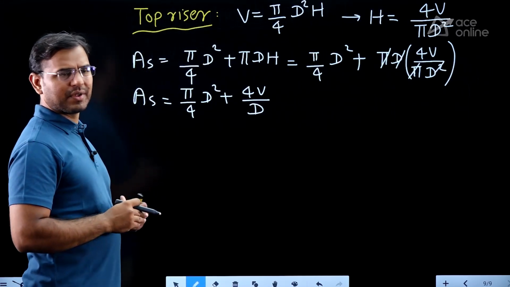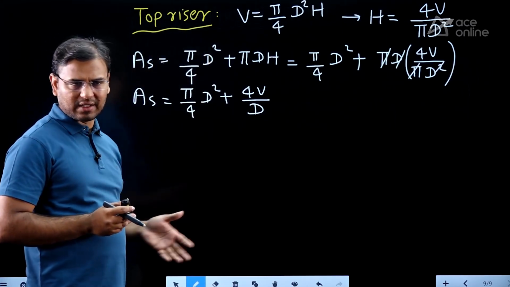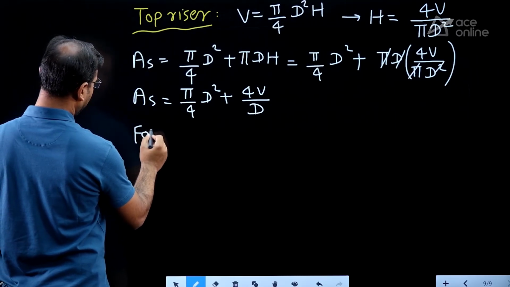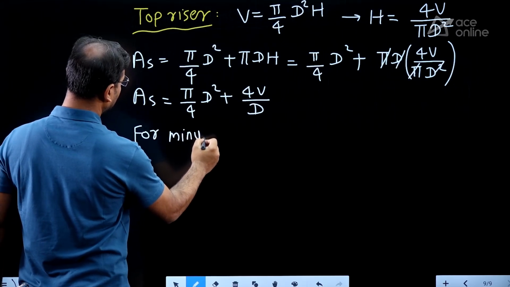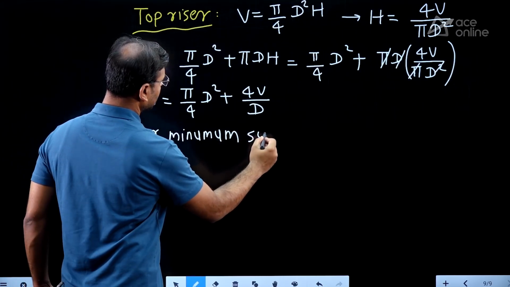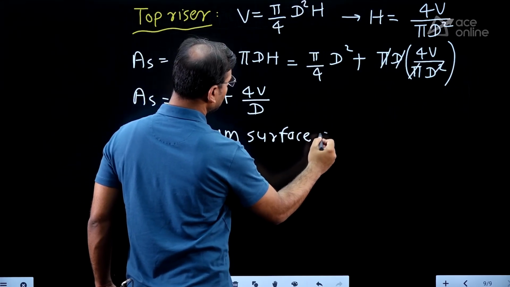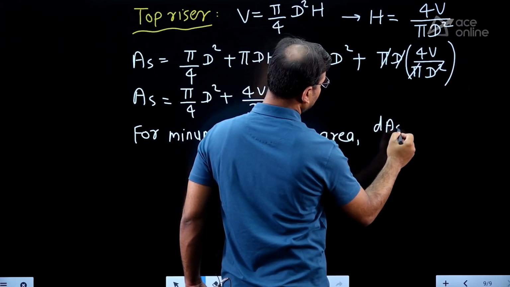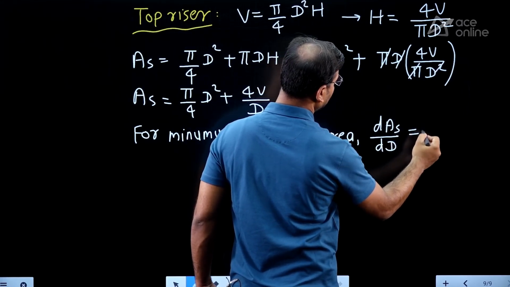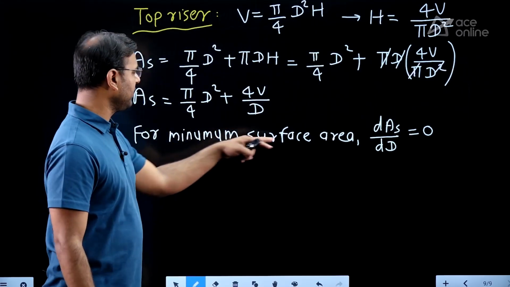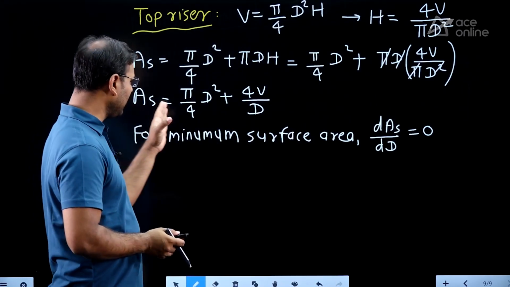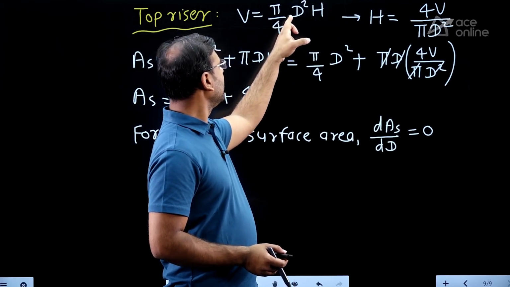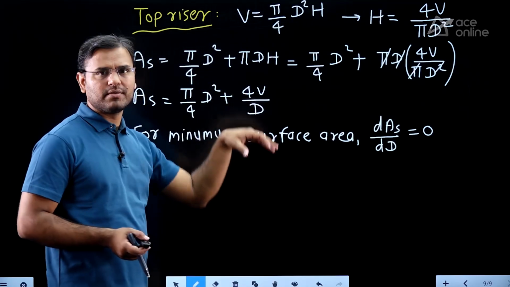Now guys, this surface area we got in terms of D, there is no h, the height of the riser. Therefore, for minimum surface area, tell me why we want minimum surface area, we can take the derivative of surface area with respect to capital D equal to 0. This surface area is in terms of D only, not in terms of H. If we took d square or D equal to something root, then the whole equation would be in terms of H.